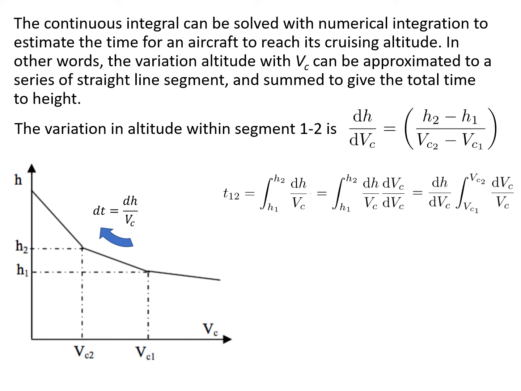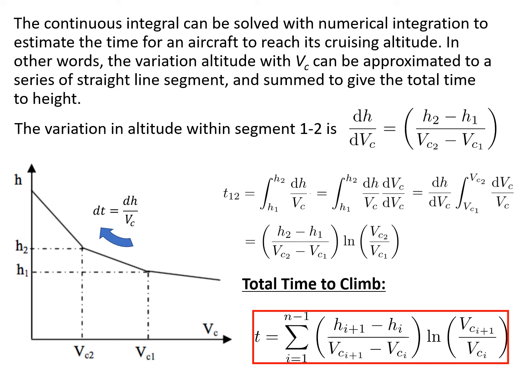In that case, we can move dh over dVc out of the integration, and in the integration we have dVc divided by Vc, because we assumed it's a constant. Okay, so with further arrangement, we plug in dh divided by dVc with h2 minus h1 divided by Vc2 minus Vc1. So this is for section 1 to 2. If we add all the small linear sections together, we have the total time used to climb.